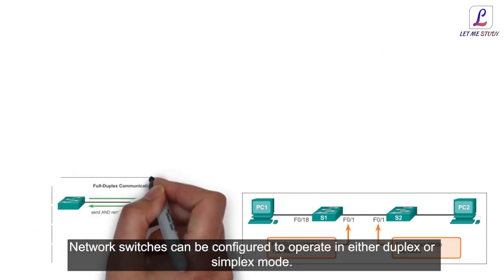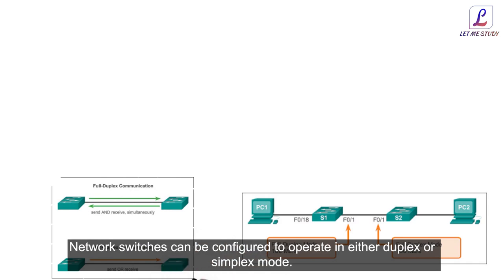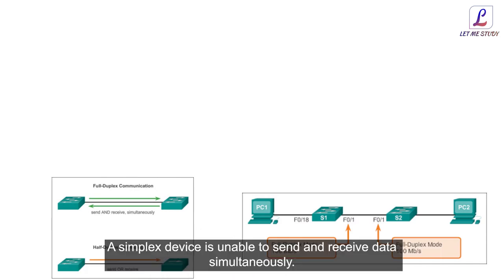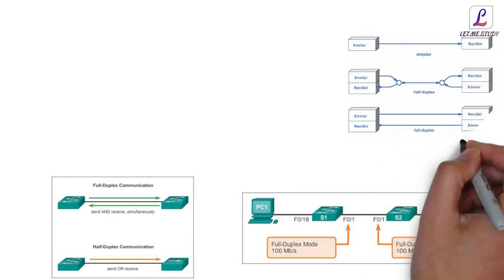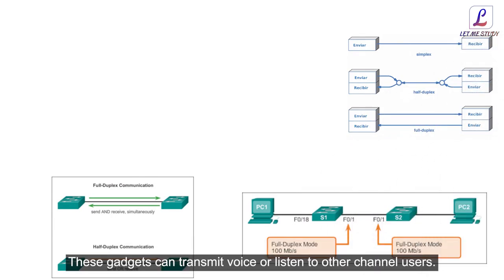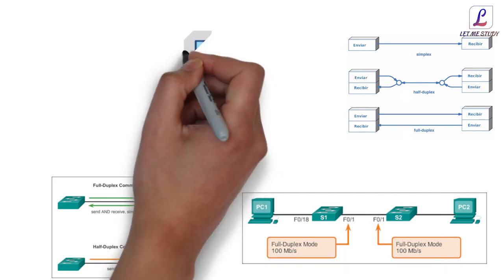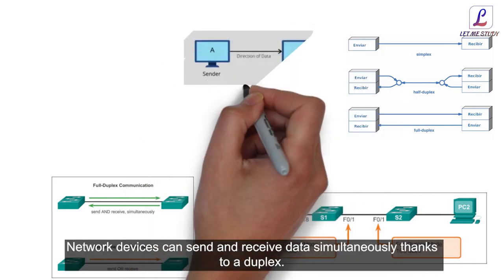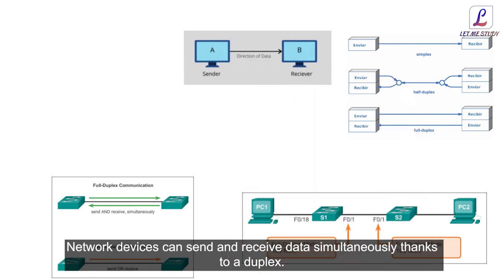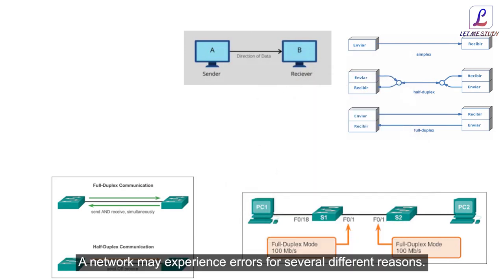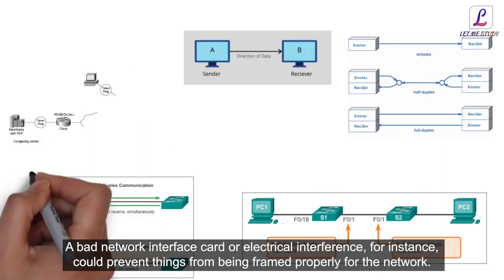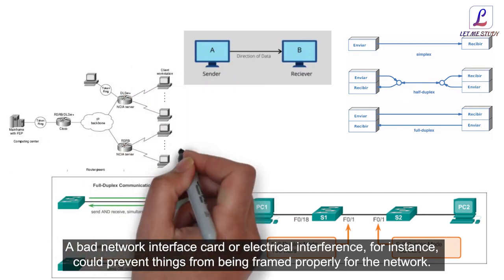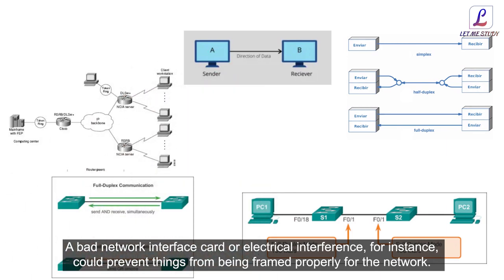Network switches can be configured to operate in either duplex or simplex mode. A simplex device is unable to send and receive data simultaneously. These gadgets can transmit voice or listen to other channel users. Duplex lets network devices send and receive data simultaneously. A network may experience errors for several different reasons. A bad network interface card or electrical interface, for instance, could prevent things from being framed properly for the network.